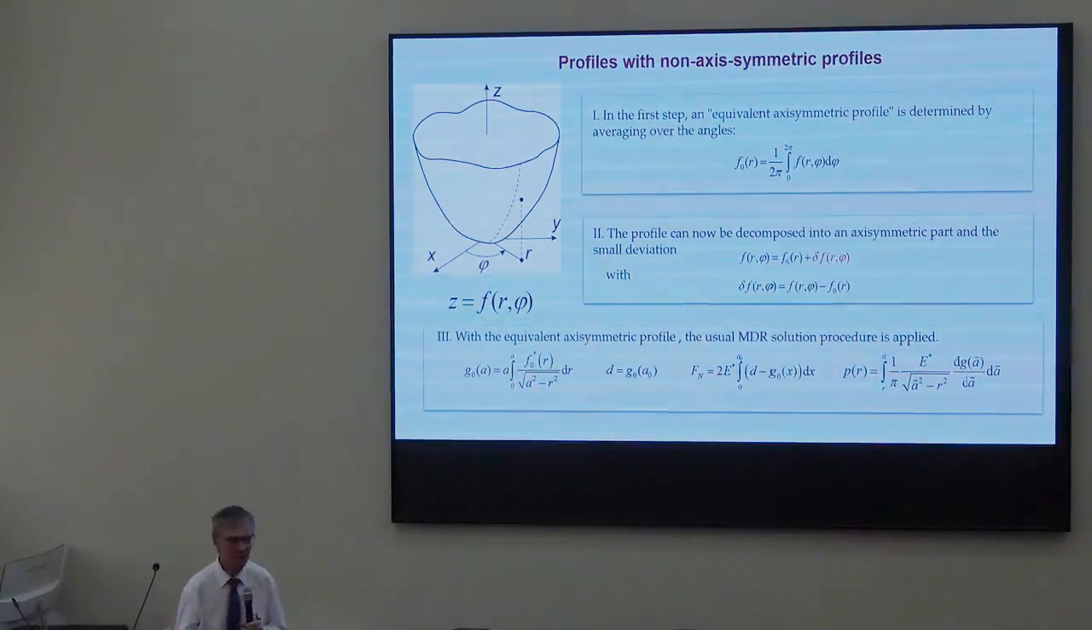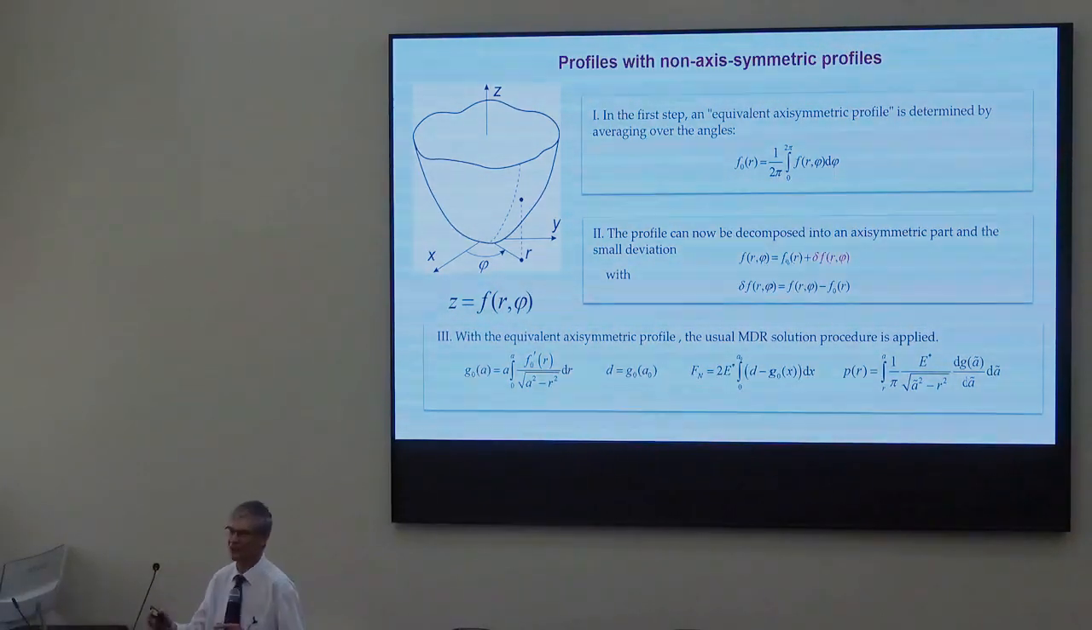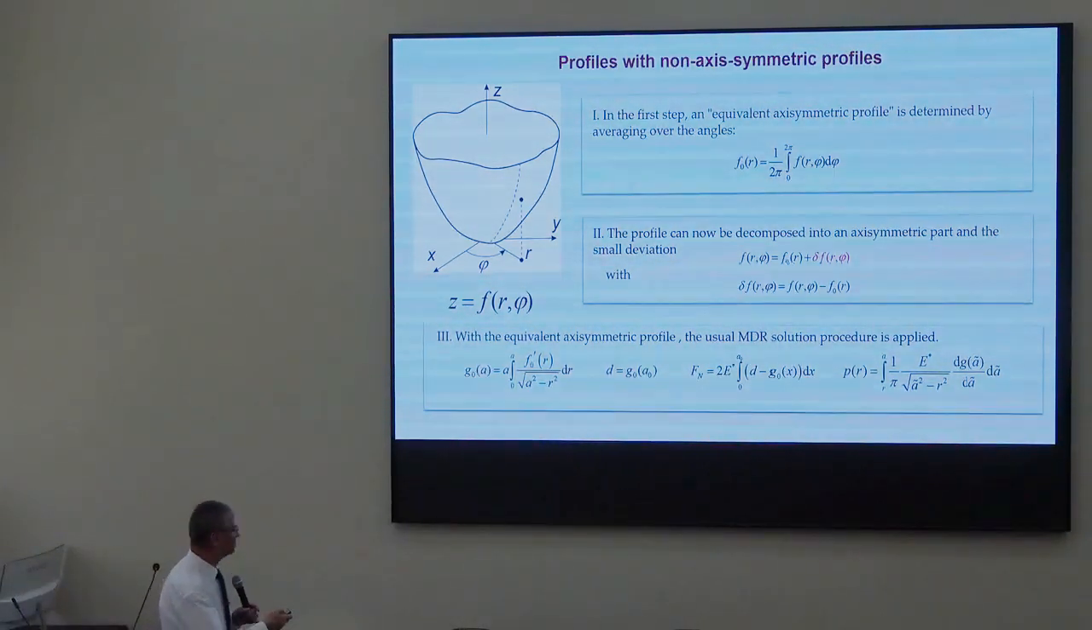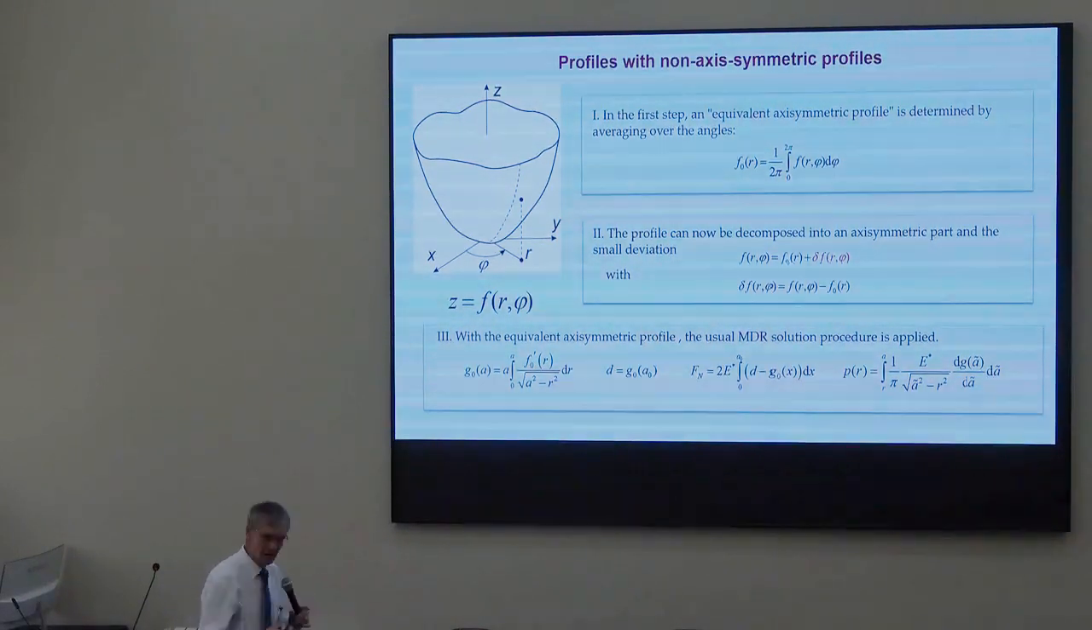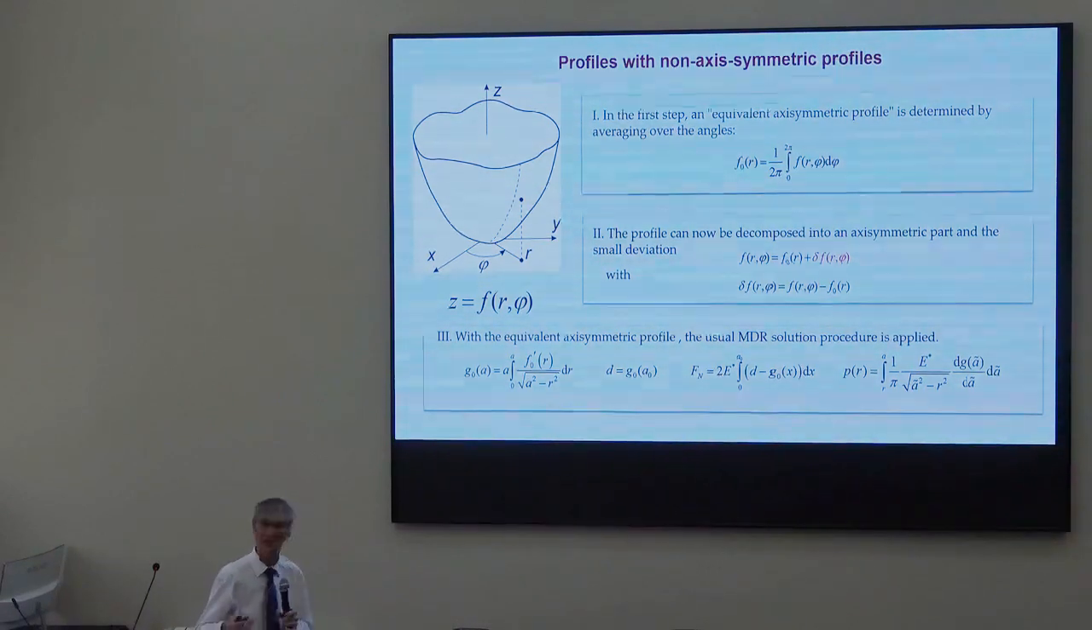Then we take the axisymmetric profile. For axisymmetric profile, we know how to apply the MDR. MDR is for axisymmetric profiles. So we define the equivalent profile. We get the size of the contact. We get the normal force. We get the pressure distribution.